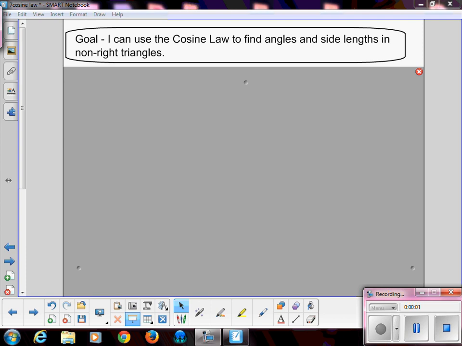The other law that we're going to look at is cosine law. Again, something that you studied in grade 11. So our goal today is: I can use the cosine law to find angles and side lengths in non-right triangles.